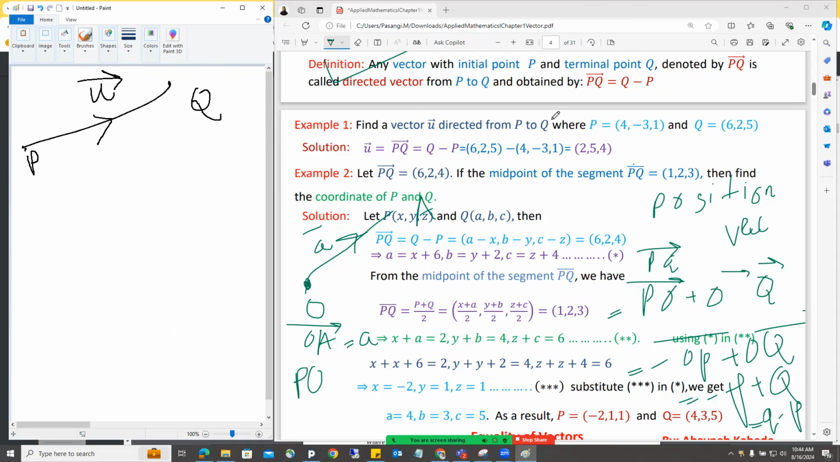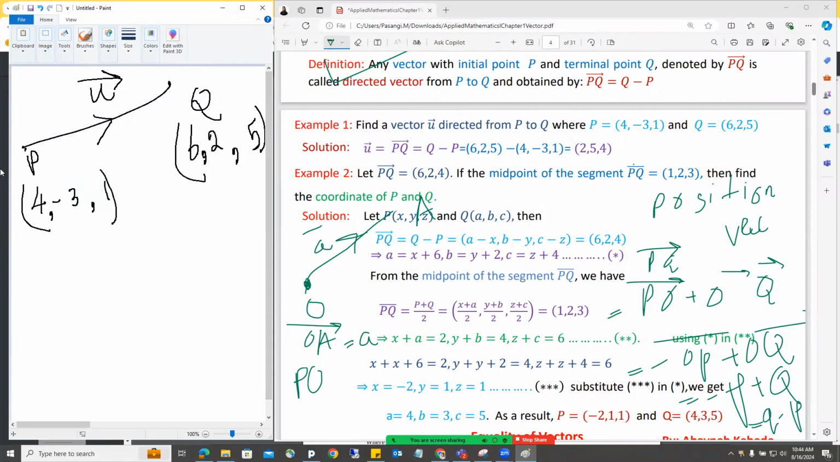Find a vector U directed from P to Q, where they have given us the coordinates of the point P, that is 4, -3, -1. Here we have the point Q as 6, 2, 5. Okay. So now what will happen?